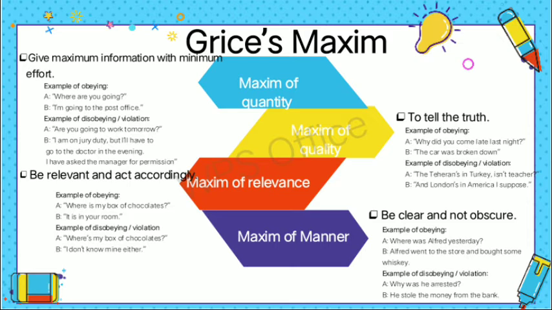Second is an example of disobeying, or violation. A asks a question, are you going to work tomorrow? B says, I am on jury duty, but I'll have to go to the doctor in the evening. I have asked the manager for permission. So in this example, B's reply violates the maxim of quantity because B does not give information as required by A, like yes or no. Instead, B gives more information which is not required or expected at all.